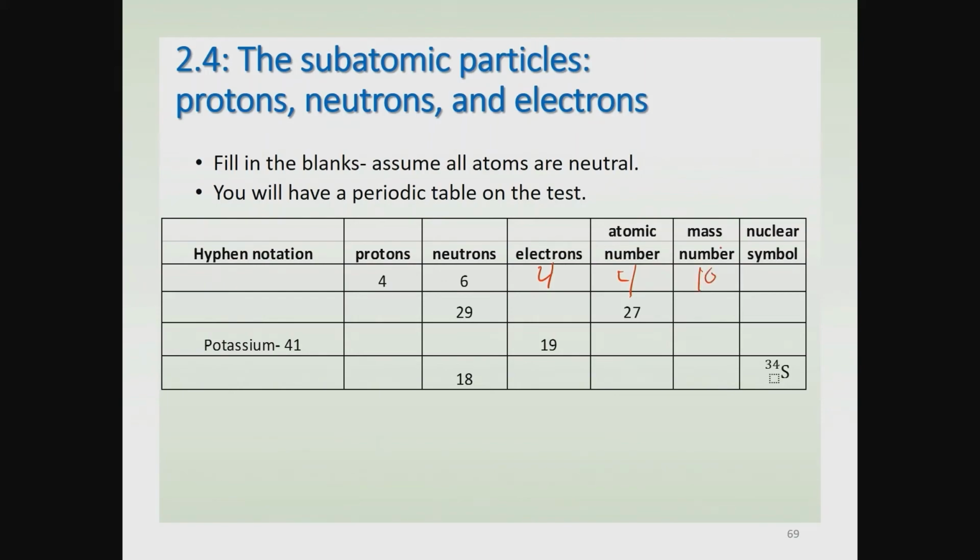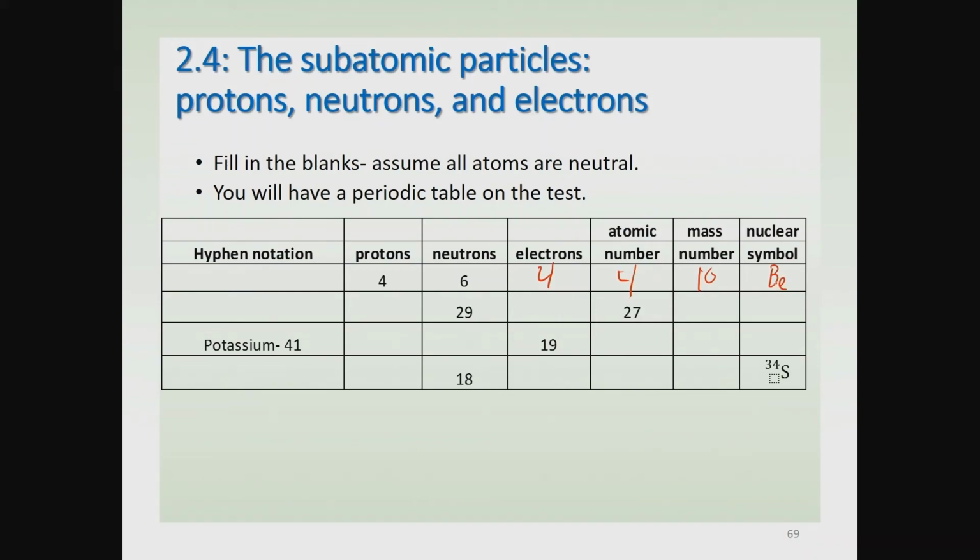Okay, so now you're going to have to draw out some notation for this atom. One will be a nuclear symbol and one will be hyphen notation. To do that, we first need to identify what element it is. You would have a periodic table to solve this problem. The way you know the element is that every element has its own atomic number. If you look up atomic number 4 in your periodic table, you should see that this element is beryllium. So with the nuclear symbol, I'm going to put a Be here.